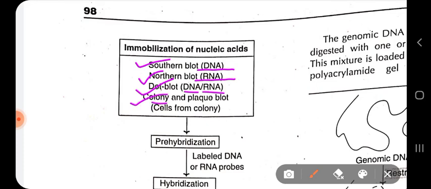Then there is the colony and plaque blotting technique. This is normally used to detect specific cells from the colony of cells to identify which of the cells are transformed. That means which of the cells contain our desired DNA of interest inserted into it via plasmid or by direct method of gene transfer. Now this technique, the colony and plaque blot, or you can say colony or plaque hybridization, will be discussed when I discuss the screening of recombinants.